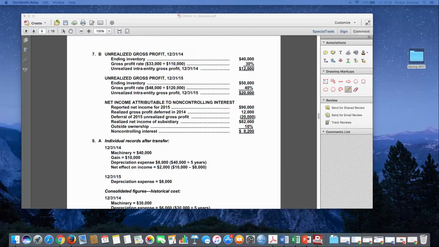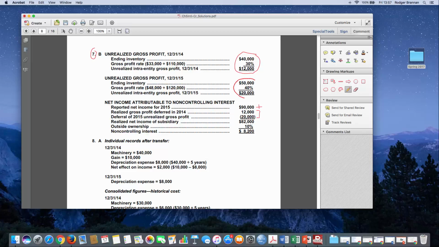Well, number 7 is looking at essentially what is the net income of the subsidiary. Well, first and foremost, let's look at what we're going to start with. Number 1, reading through all the information I gave you, the subsidiary earned $90,000, or it has $90,000 of net income. Now, to get at what happened in 2015, 2 things happen. One is that I have to go back to what I did in 2014, where I deferred a certain amount of gross profit, where I would have debited cost of goods sold and credited inventory.